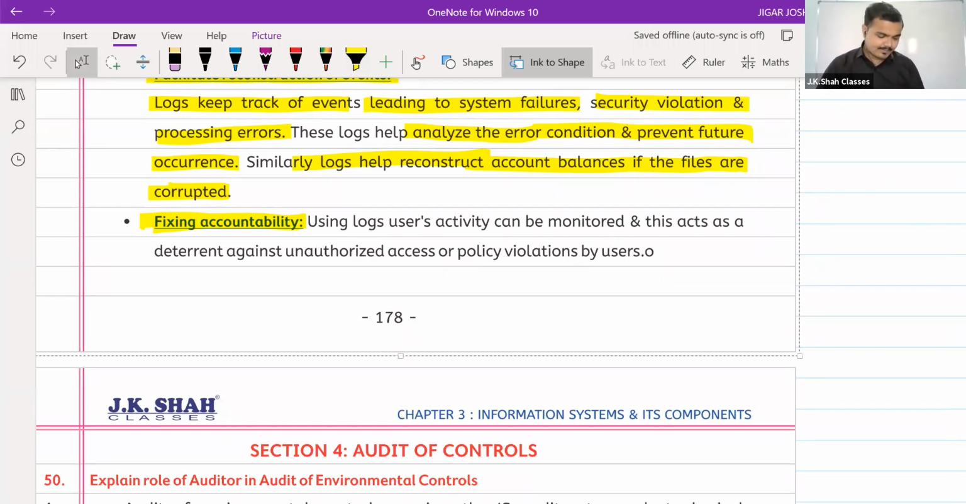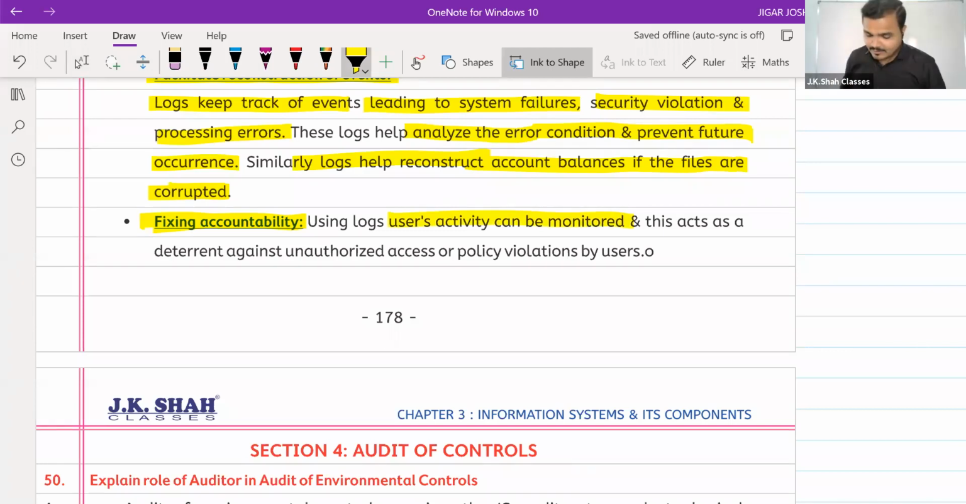Yes? Okay. So till here everything is clear, people? Yes, sir, till here everything is clear. So using the logs, user activity can be monitored. Now, let me finish with my example. Sorry, I forgot in between.